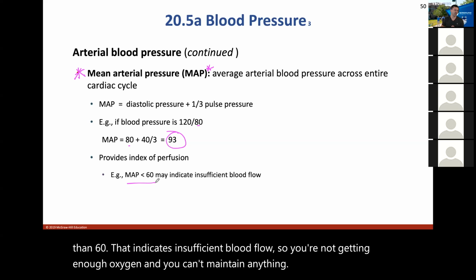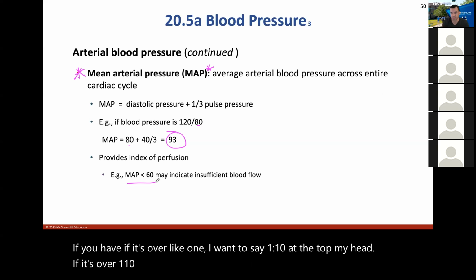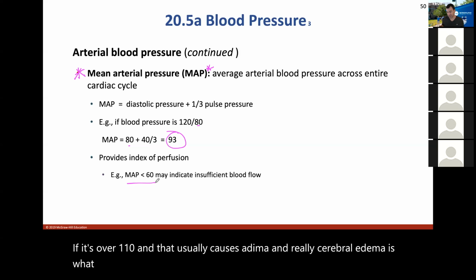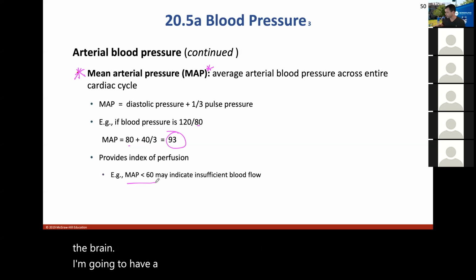If it's over like 110, I want to say 110 off the top of my head. If it's over 110, then that usually causes edema, and really cerebral edema is what I'm more worried about. If I have severe compression of fluid within the brain, I'm going to have a lot of issues there. Misfirings. It's just not a good situation.